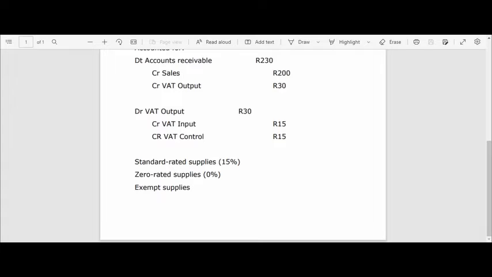Okay, you get the idea, right? So we are recording the acquisition. Thank you, Angel. We are recording the acquisition on the debit side as well as our input VAT that we can claim back. And on the credit side, we are raising the liability towards our suppliers.